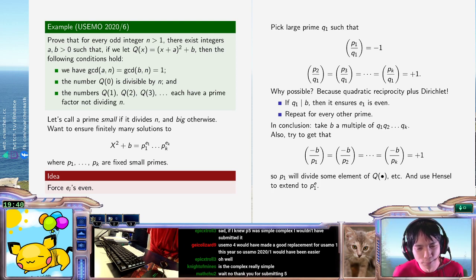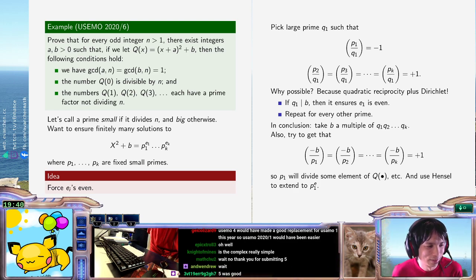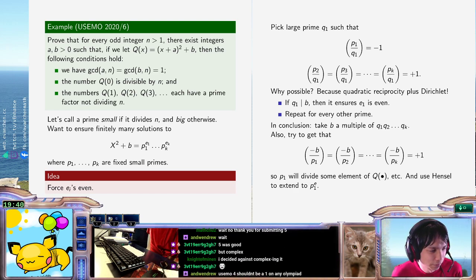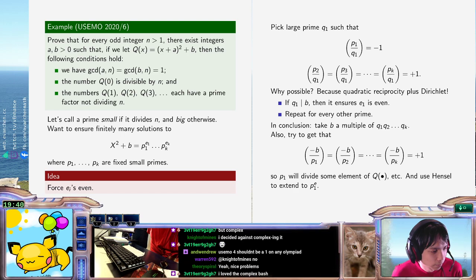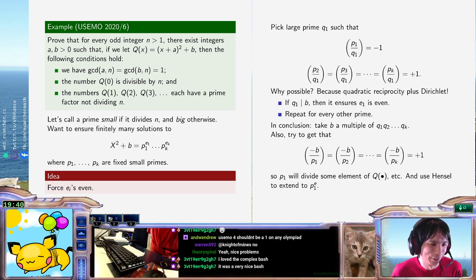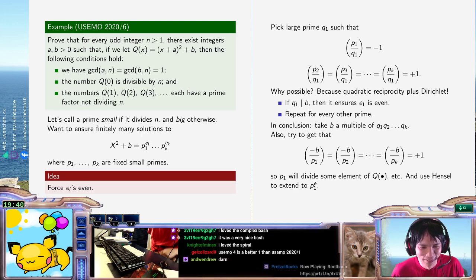I think 5 is a good problem. I think everything was a good problem this year. I really got a really nice set of proposals. USEMO 4 shouldn't be a 1. That should tell you something about the number of easy proposals I get for this contest. Yeah, like, I don't know.